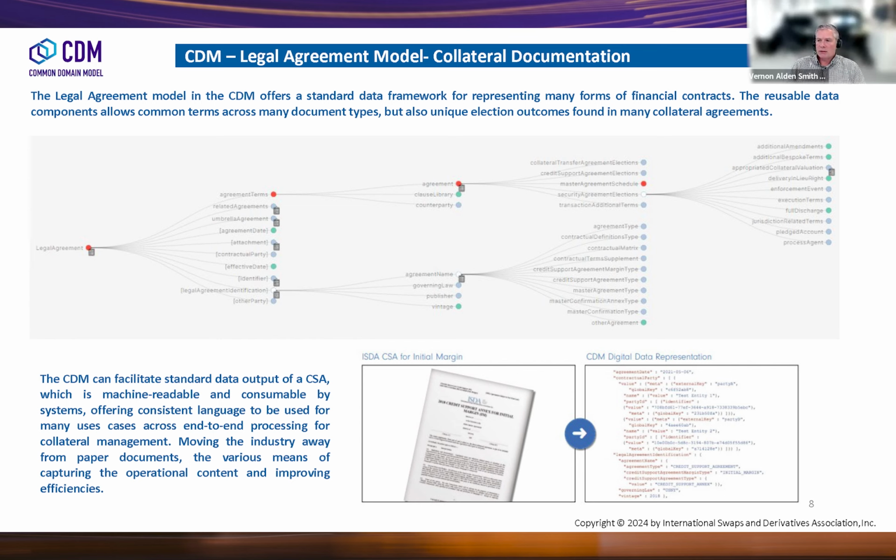Now, just a little bit about how the CDM is structured and how this work was put together. Obviously, the CSA itself is quite a number of pages, I think an average 20 to 30 pages of legal text and information.